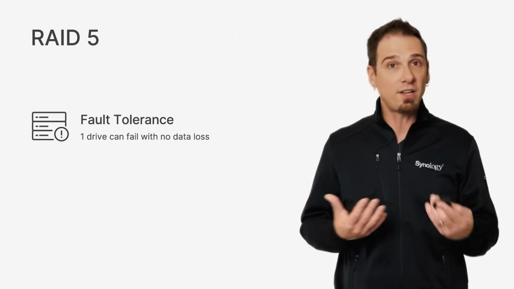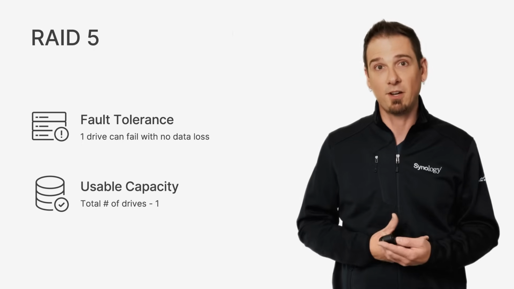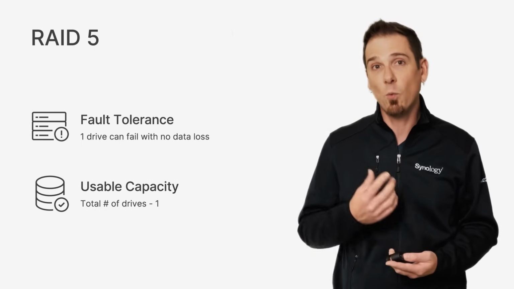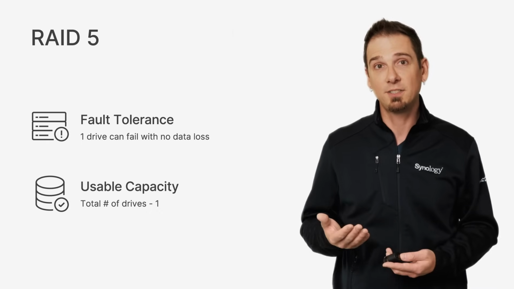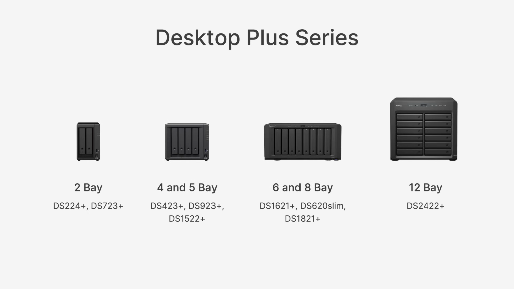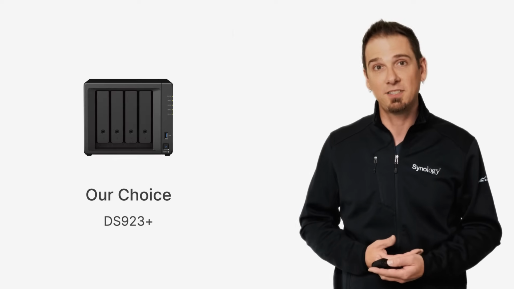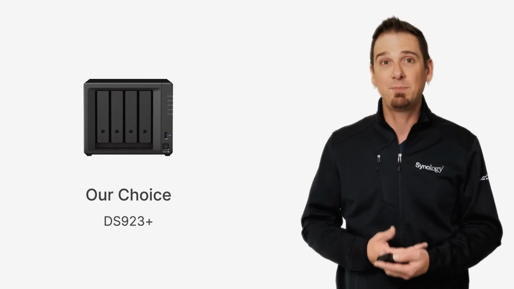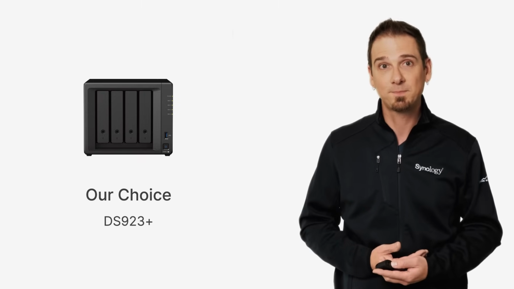Of course, there's a cost for this extra parity, and that's you're going to lose some capacity due to the RAID fault tolerance. So RAID 5, while giving you one disk of fault tolerance, means that your total capacity will be the sum of all your drives minus the capacity of one drive. With this in mind, for most home lab environments, we'd recommend at least getting a 4-bay NAS. And today, the NAS we're going to choose to talk about is the DS923 Plus. This is a 4-bay NAS that's expandable up to 9 bays with a 5-bay expansion if you need that additional space.